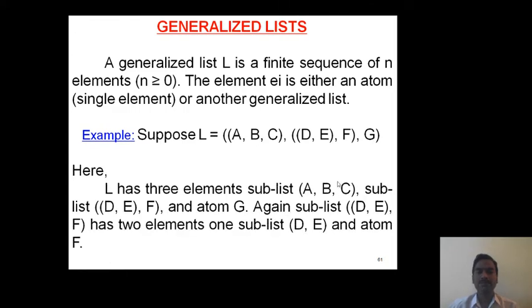So here observe, A, B, C is a sublist. Another sublist D, E, F, and a single element G. In the case of sublist D, E, F, it has two elements: one element as a sublist and another element as a single element. Now, such a representation is known as a generalized list.